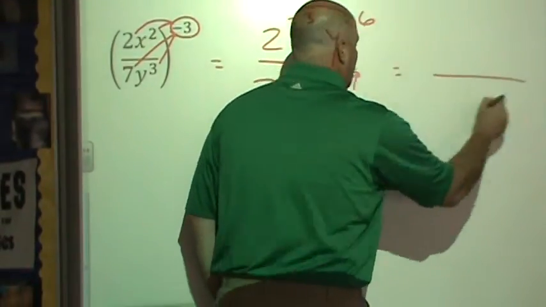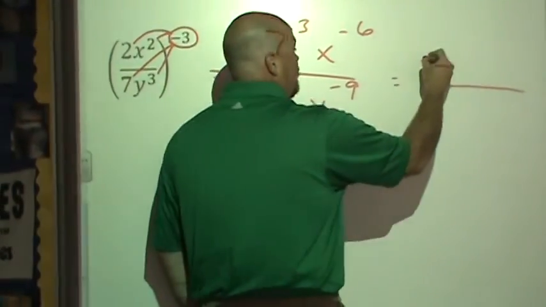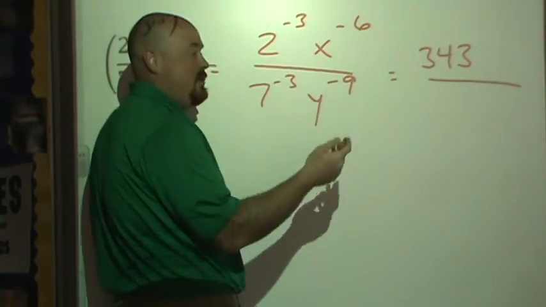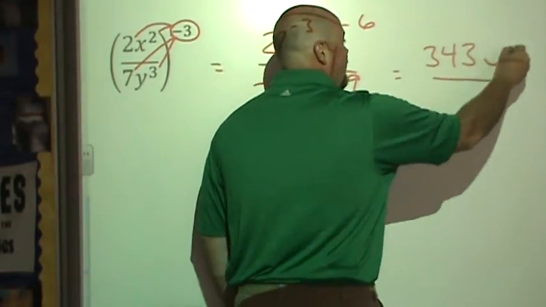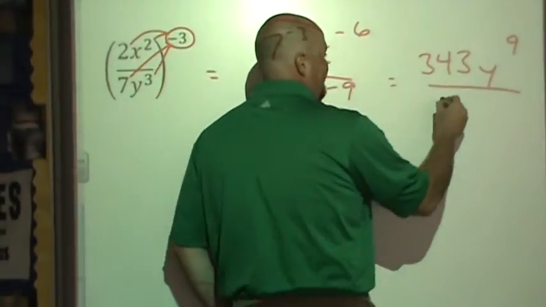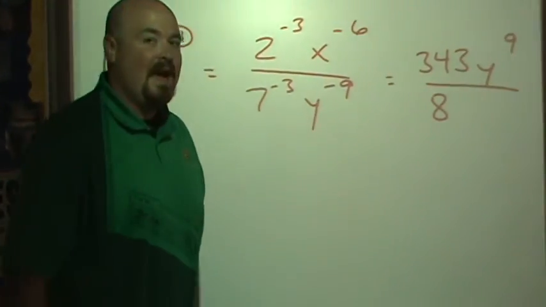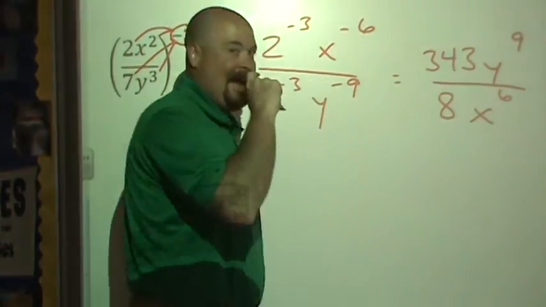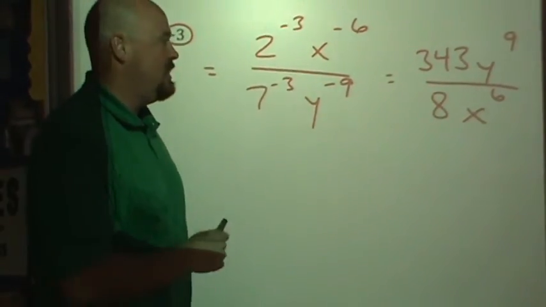So I end up with 7 cubed. 7 cubed is 343. If you know that, great. Otherwise, type it into your calculator. And then I have y to the positive ninth when I move it up. 2 to the negative third is 8. I'm going to move that down. And then x to the negative sixth, again, that's moving down. Everything has a negative exponent, so I have to change its position.